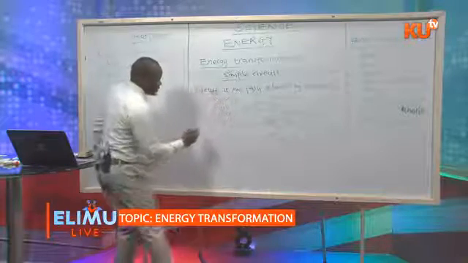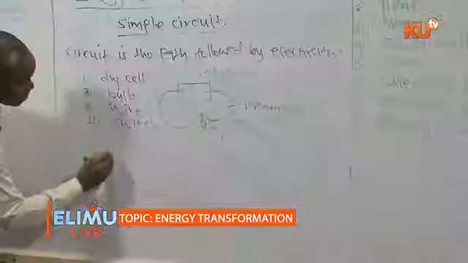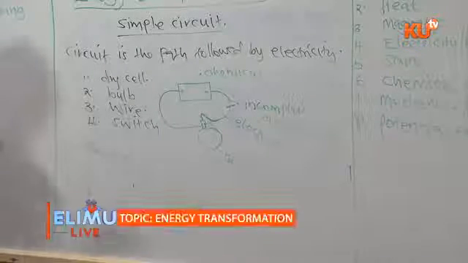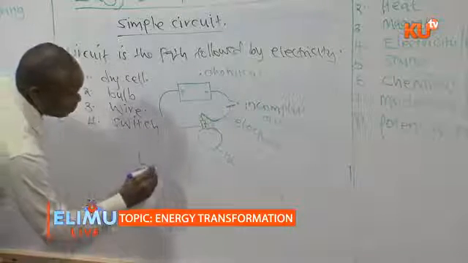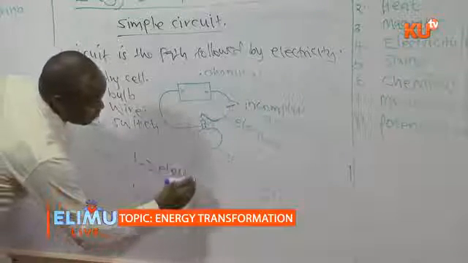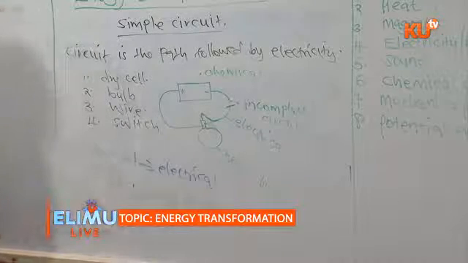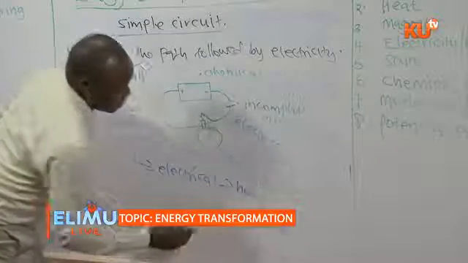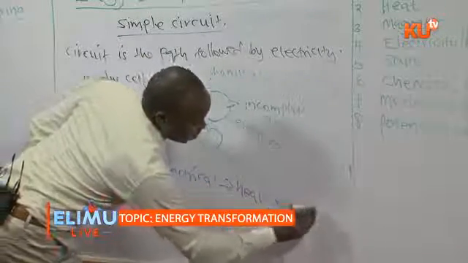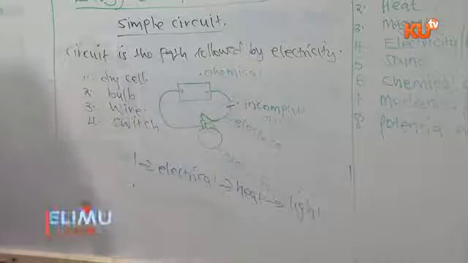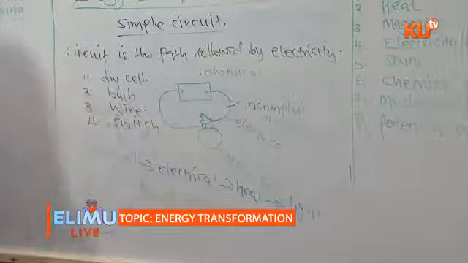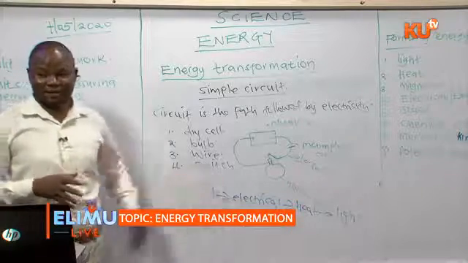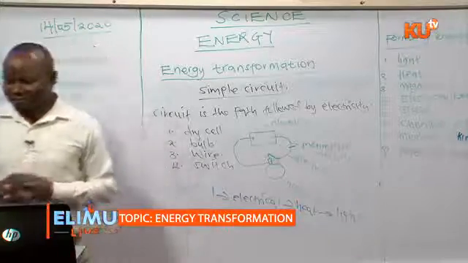Then when I want to draw energy transformation here, we start with the chemical energy. We go to electrical energy. The next one is going to be heat energy. Then lastly, light energy. That is what you are supposed to know and what you are supposed to indicate when you are given such questions. Let us carry out an experiment.